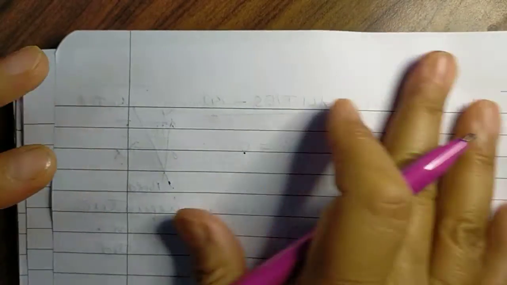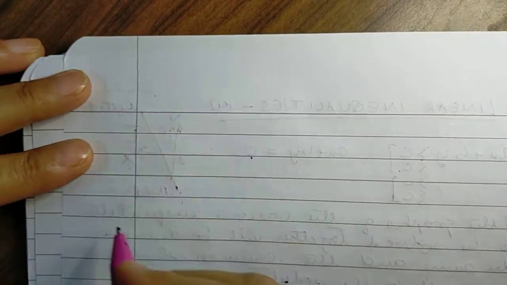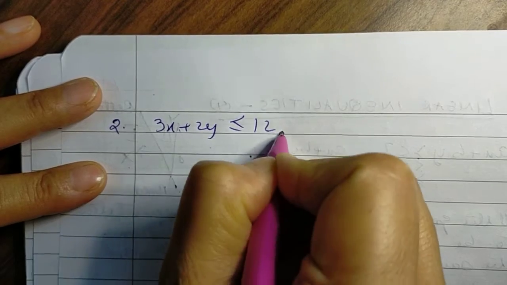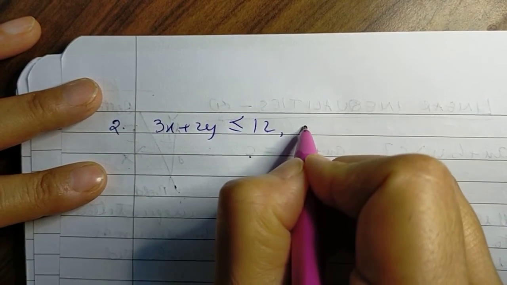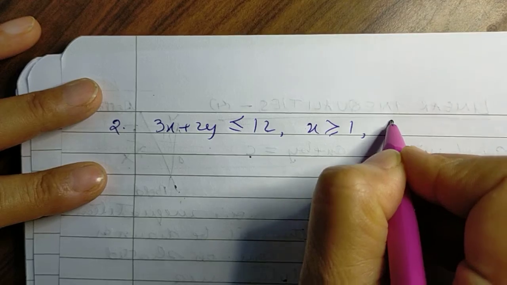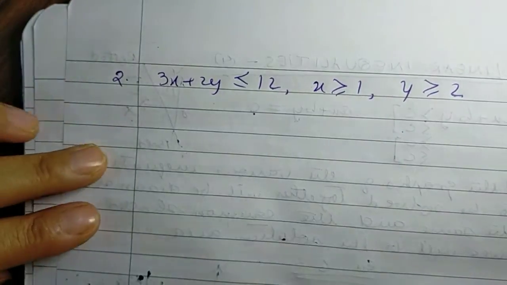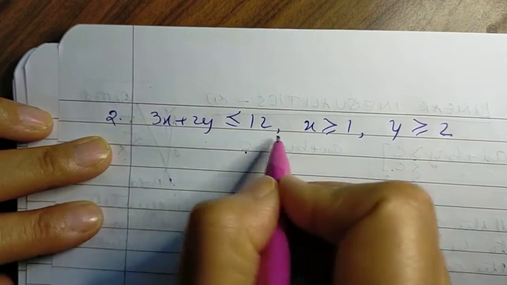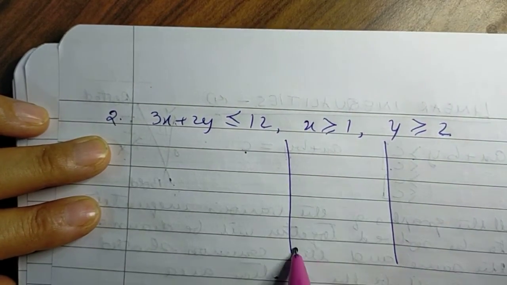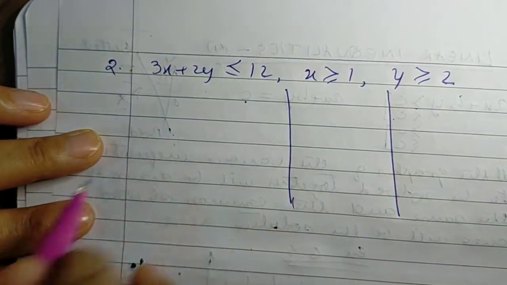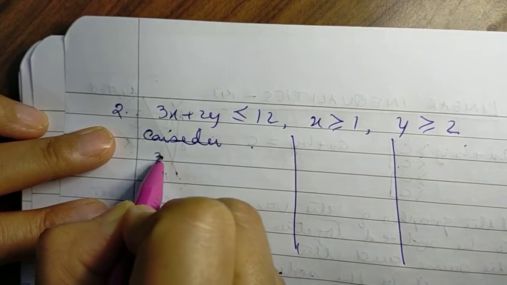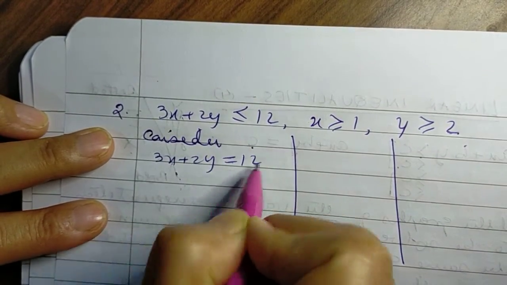So let me take one question to explain how to do the questions simultaneously. Let me take up one or two questions. Question number 2 says that 3x plus 2y is less than or equal to 12, and then we have x is greater than or equal to 1 and y is greater than or equal to 2. Let's take up this one first. So what do we have? We have to first do the plotting of the line. So first we take this, then we will work on this, and then we'll work on this, and then we will plot the graph. So for this we will be considering the equation first: 3x plus 2y is equal to 12.